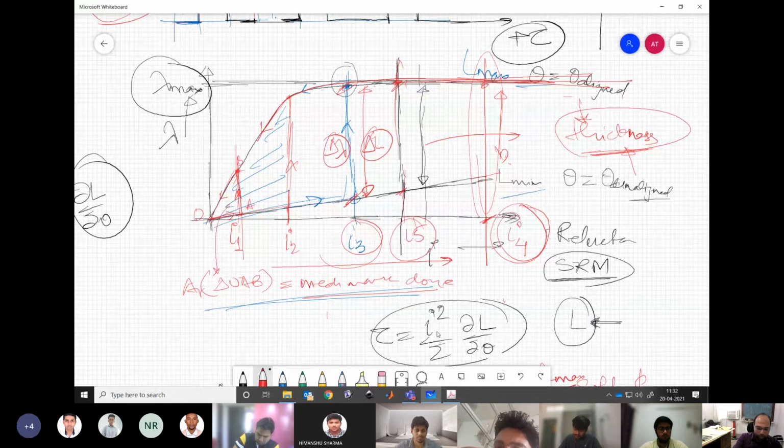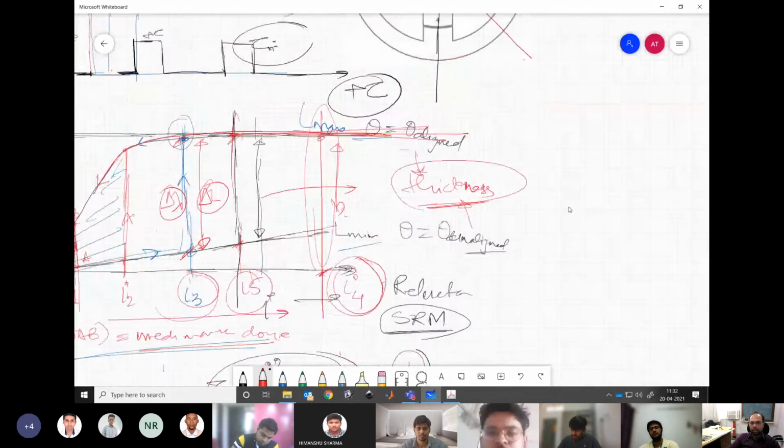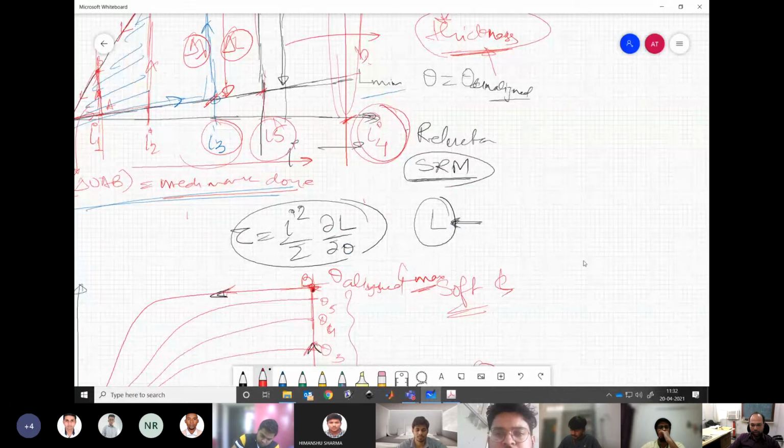Now let us try to understand multiple phase SRM. So let's say 2 phase, for example, and how do we decide the step angle and all these things. Let us try to understand.